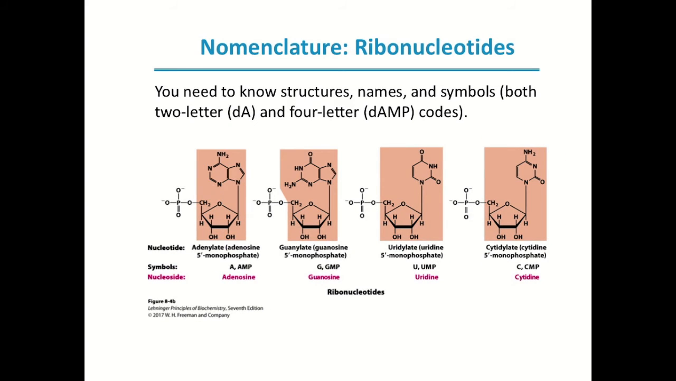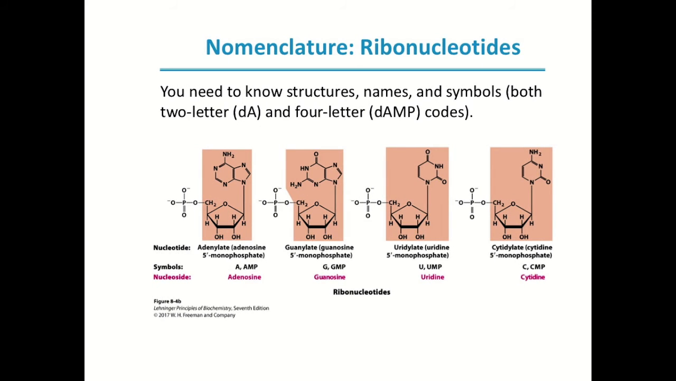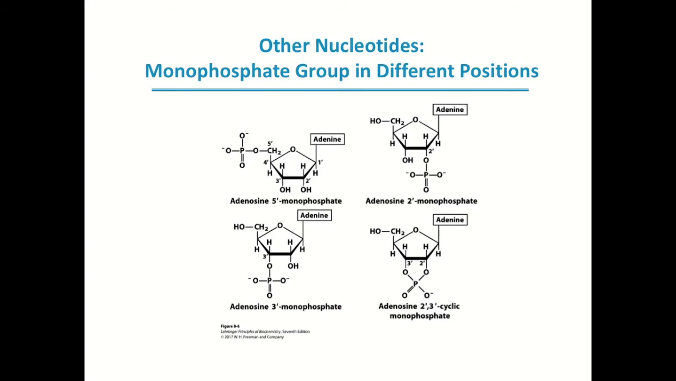And here are the structures, names, and symbols for the ribonucleotides. So these are not the deoxy ones. They do have an OH group at carbon 2 of the sugar. Now the ribonucleotides actually have 1-letter abbreviations and 3-letter codes. Now you can also get other nucleotides where the phosphate group is attached to different carbons, and these are often formed by enzymatic and alkaline hydrolysis of RNA.